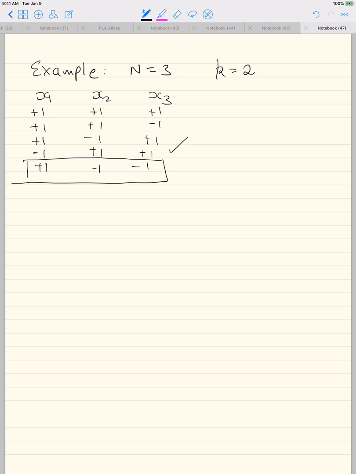Now what if instead of this I had added the last row? So instead of adding the fourth one, I added the last one. Will it work? No, because if you look at these two coordinates, I have plus plus, plus minus, minus plus, and minus minus. So this is not okay to add. So we'll remove that.